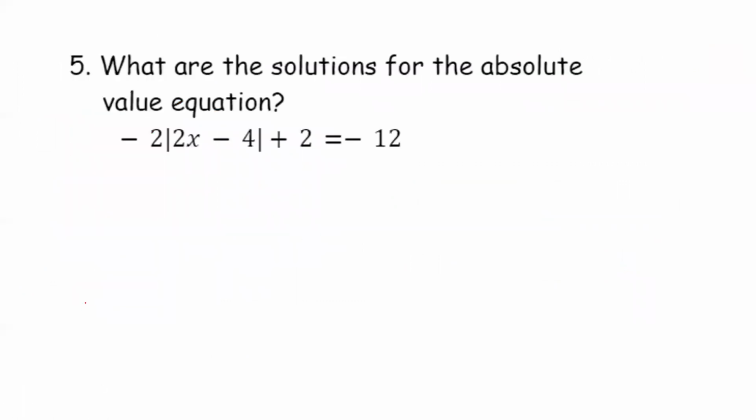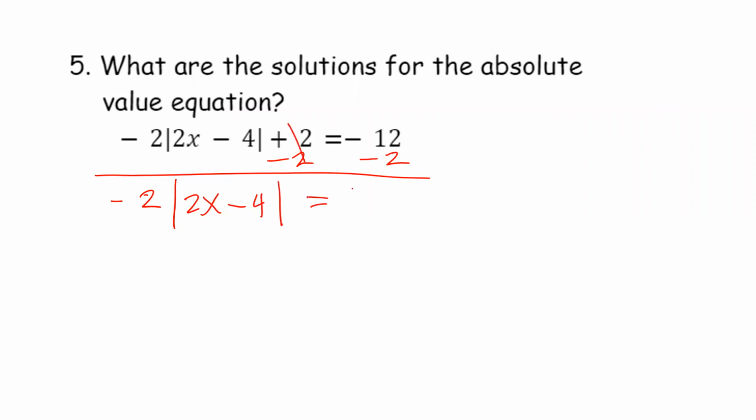Next question. What are the solutions for the absolute value equation negative 2, absolute value 2x minus 4 plus 2 equals negative 12? I'm going to work this out by hand, and then I'll show you how to do it on Desmos. By hand, you're going to subtract the 2 from both sides. I'm going to isolate the absolute value, so you got negative 2, absolute value 2x minus 4. And then those will cancel out. And negative 12 minus 2 is negative 14.